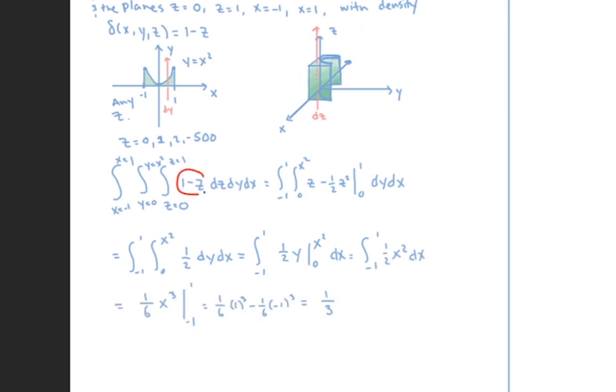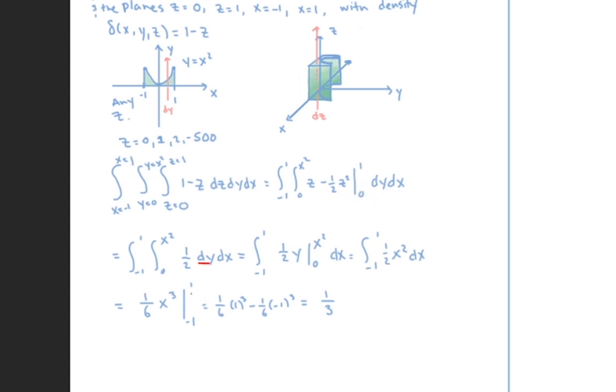So the first step here is to calculate the antiderivative for 1 minus z, and I'm integrating with respect to z. So I got z minus a half of z squared. Plugging in these limits, now here you just plug in 1, you get 1 minus a half, and then the 0 all just goes away.